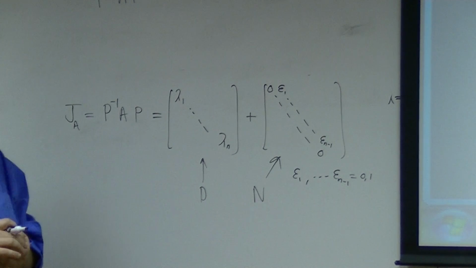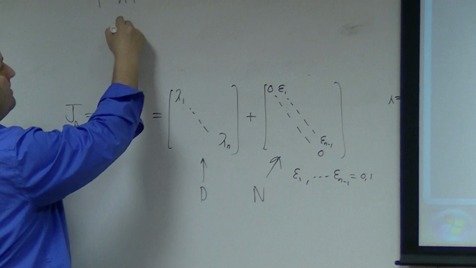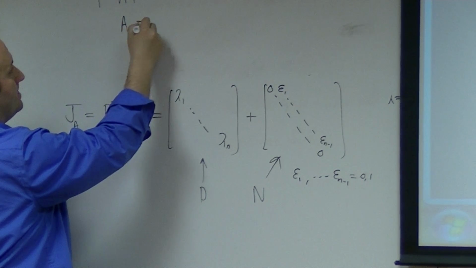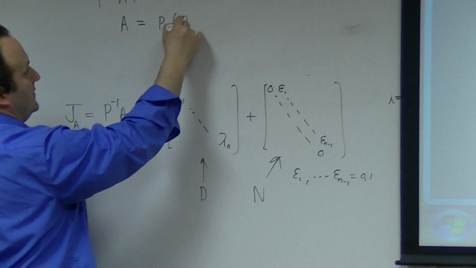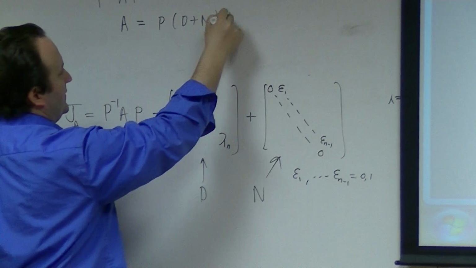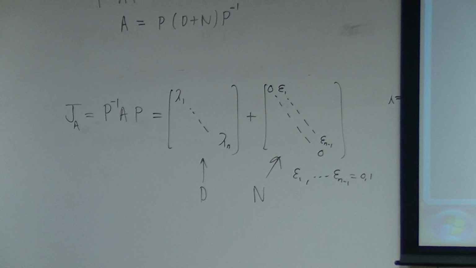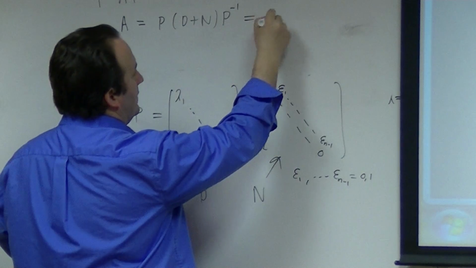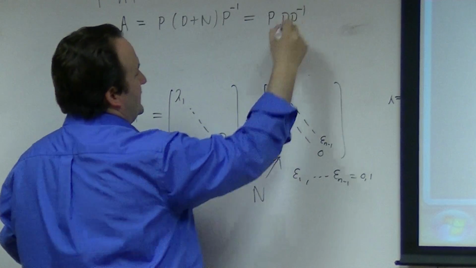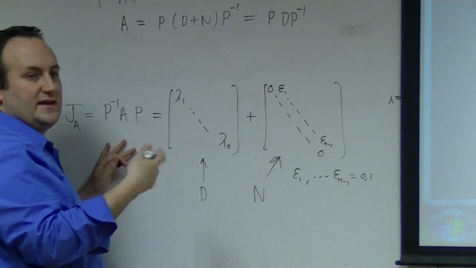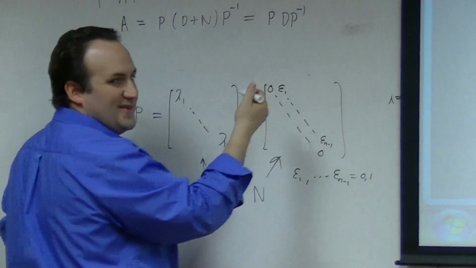Now how do I solve for N? P times D plus N, sandwiched by P and P inverse, right? If you take a diagonal matrix and do a similarity transformation on it, what do you get again? You get P D P inverse, which is not necessarily the same matrix, but it's again a diagonal matrix. I'll let you prove that.